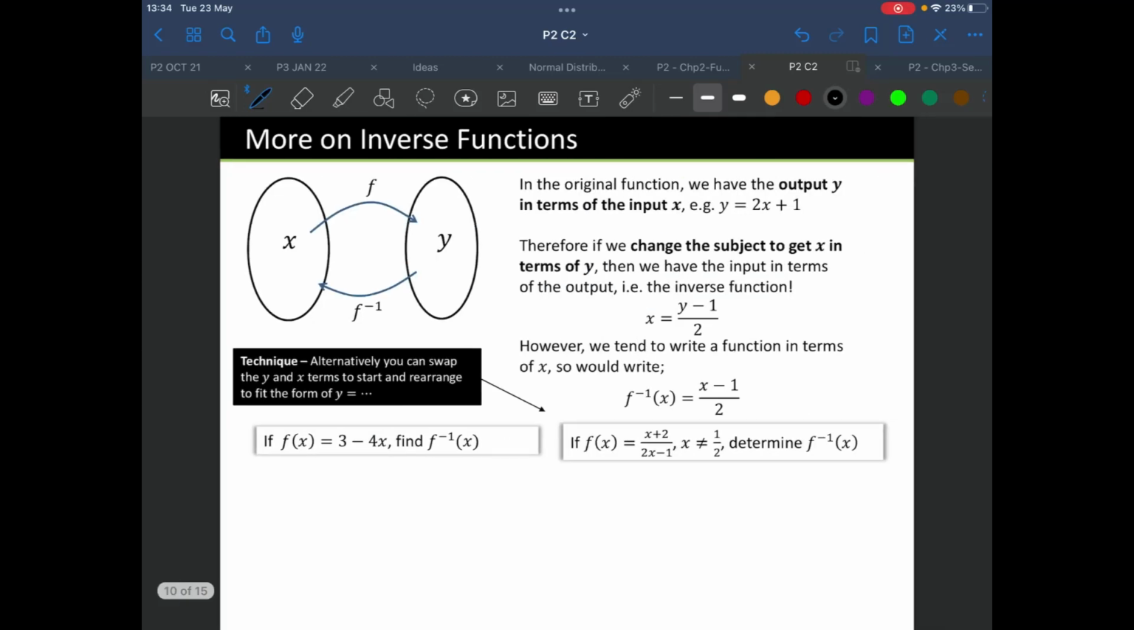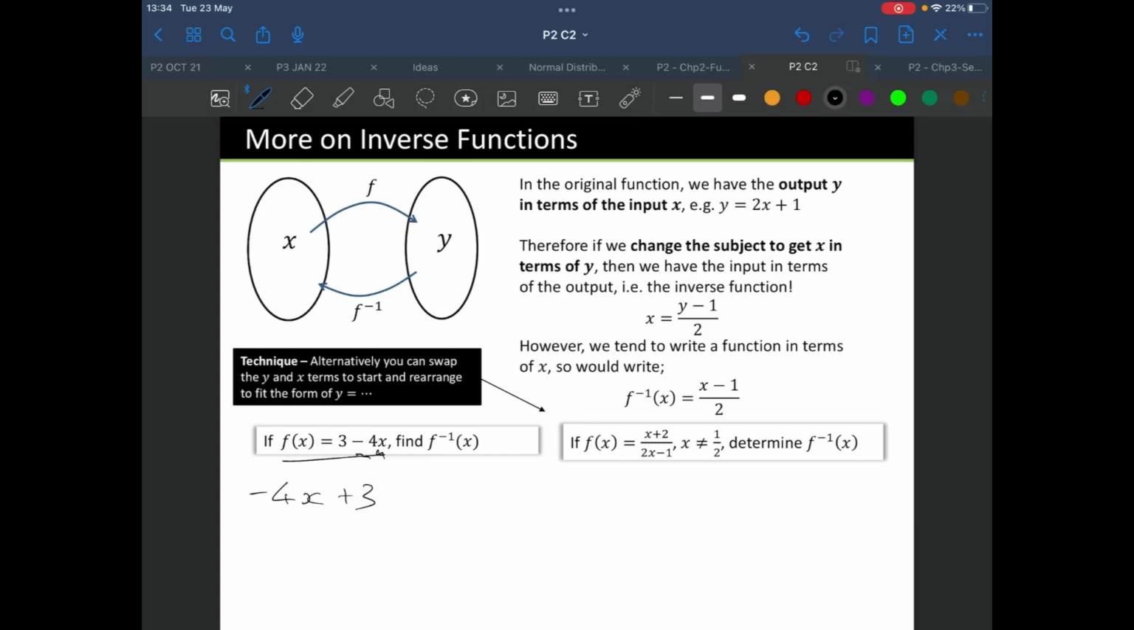Let's have a look at some. So here is some function. So the function is, it takes a number, it multiplies it by -4, and it adds 3. You might think that's a weird way of writing it, but I'd encourage you to perhaps write it this way, as it's a bit more useful.